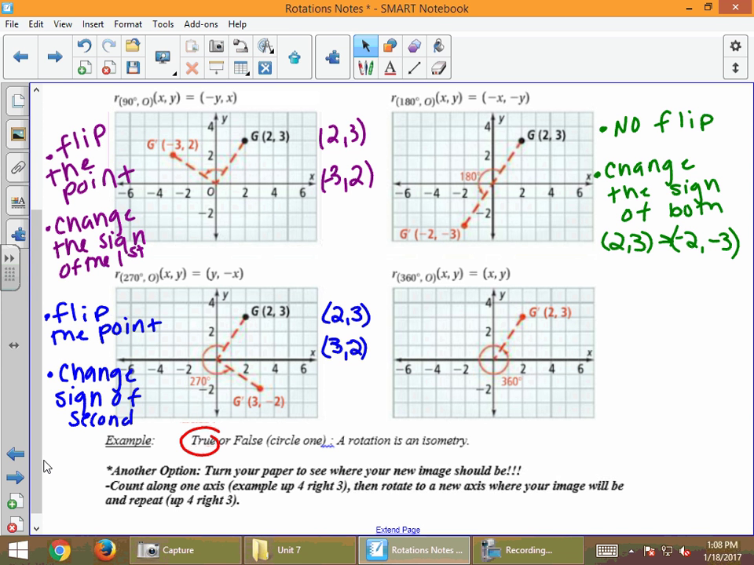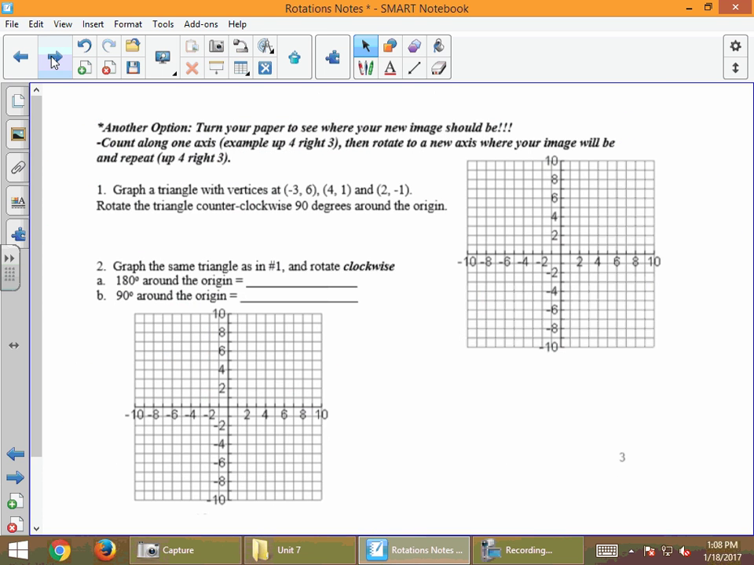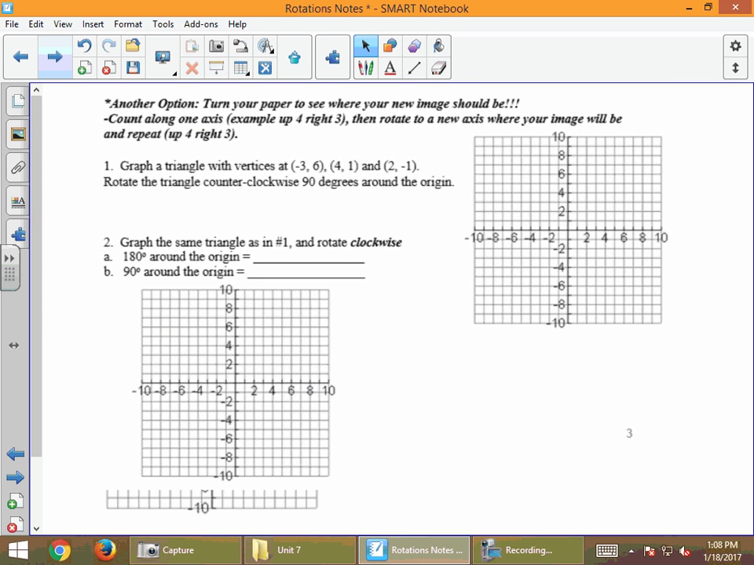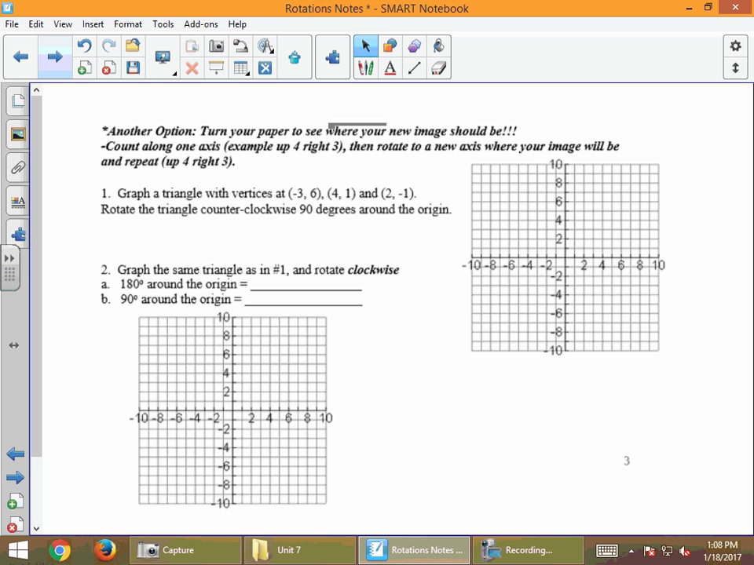And let's try some practice with it. Up here it just tells you, if you want to see what the rotation is going to be, you just turn your paper. So wherever your image is starting at, if you want to see a 90-degree rotation, just turn your paper one turn in that direction. That's what your new image should look like. If you want to go 180, do 2 turns. If you want to go 270, go 3 turns. So it helps you make sure you're doing the right work there to see where it should be.